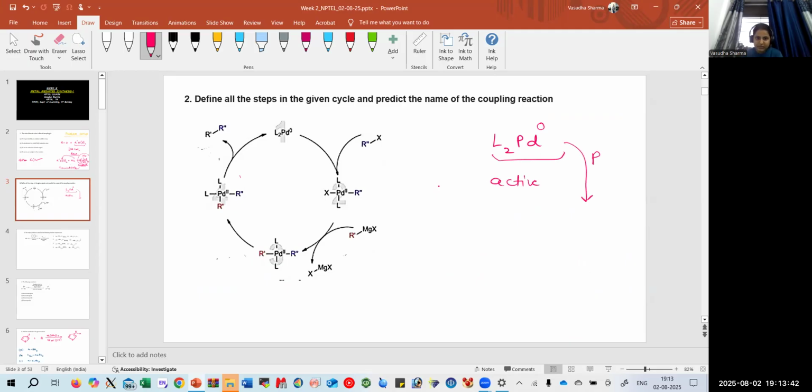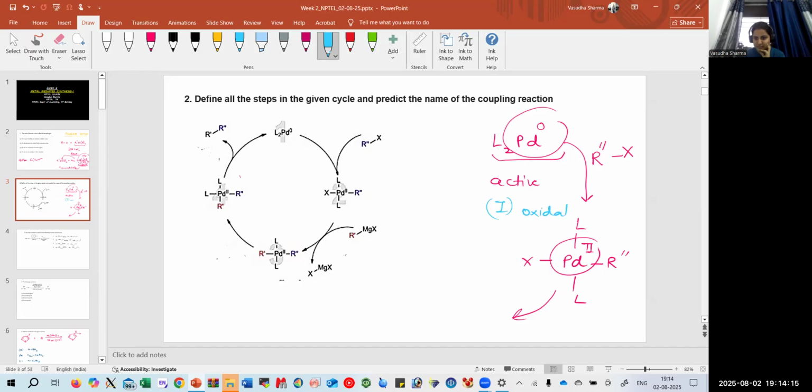Now, when we are given R double dash X here, that means this is a halide reagent. And if you see the process, it is forming X and R double dash L and L. So this is acting in a trans fashion. Now, this is basically when your palladium 0 is going to palladium 2. This first step is definitely your oxidative addition step.